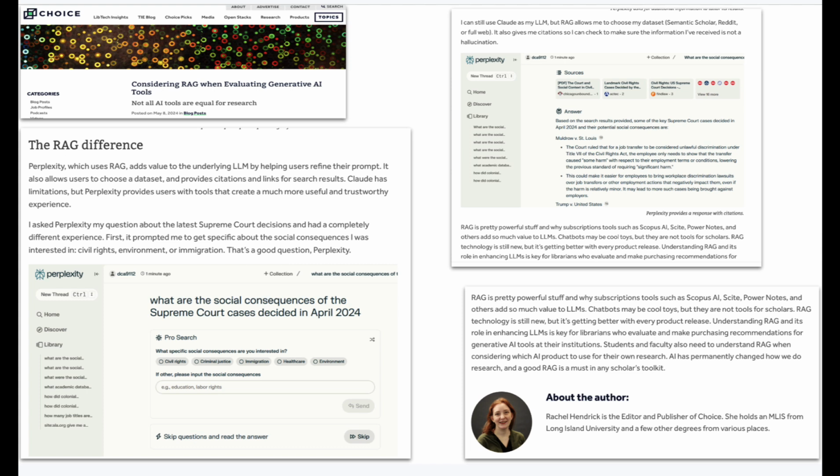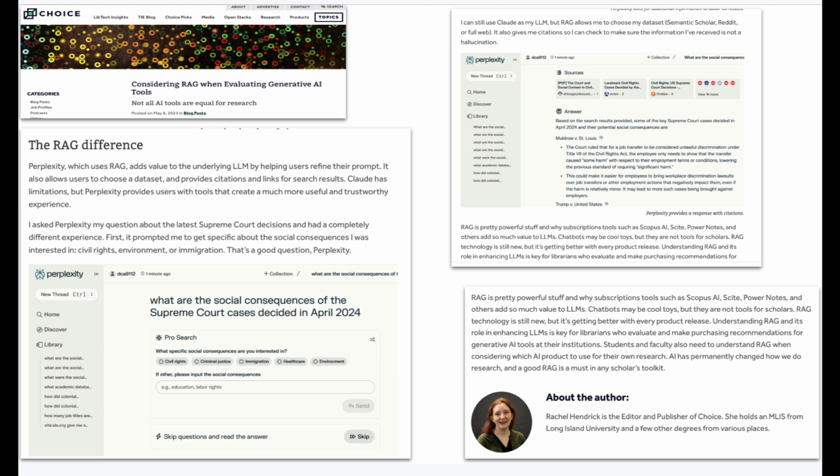And one thing that librarians have to be keeping an eye on is retrieval augmented generation, which is also referred to as RAG. This author, Rachel Hendrick, who wrote in Choice, is a librarian or has an MLIS degree, and discusses her take on RAG. It helps users refine their prompt and also allows users to choose a data set. And we're talking about not necessarily the end user, but the people who are owning the corpus.